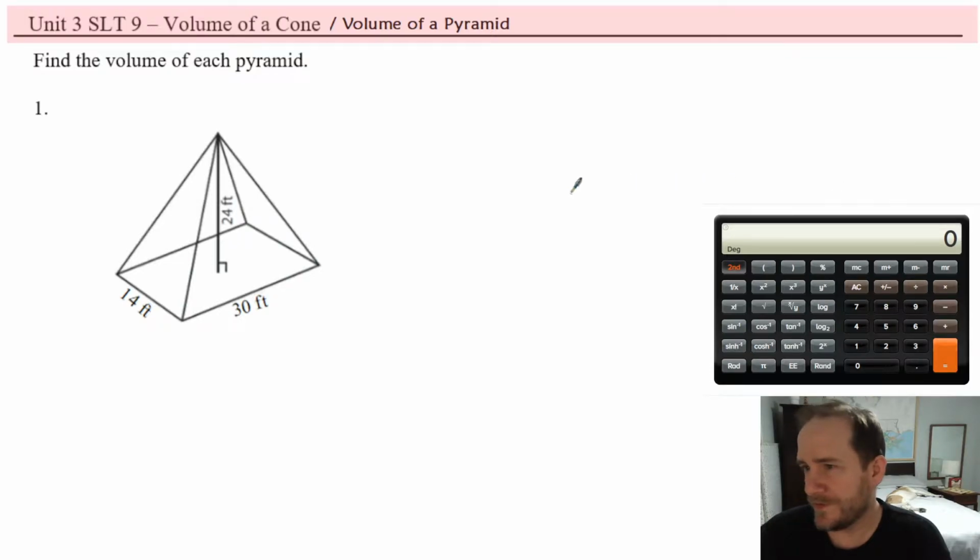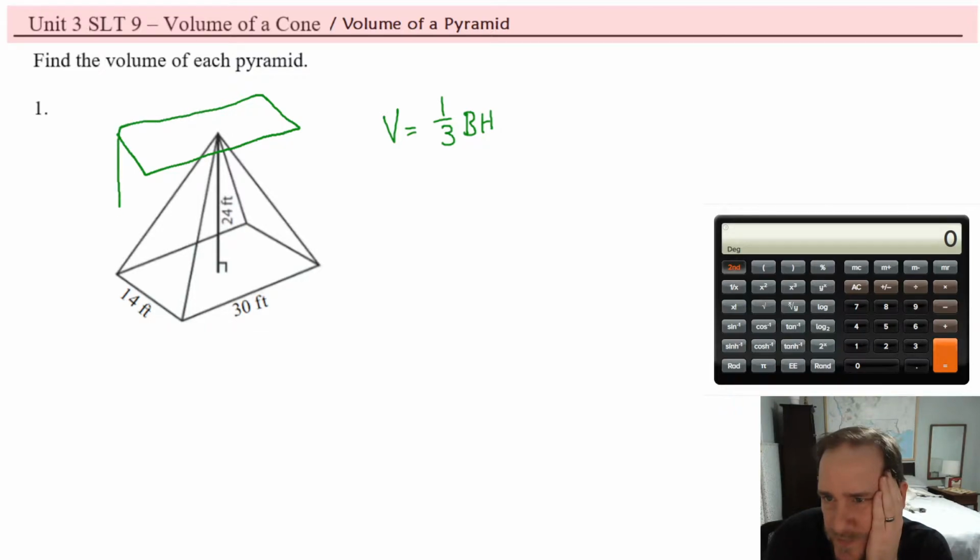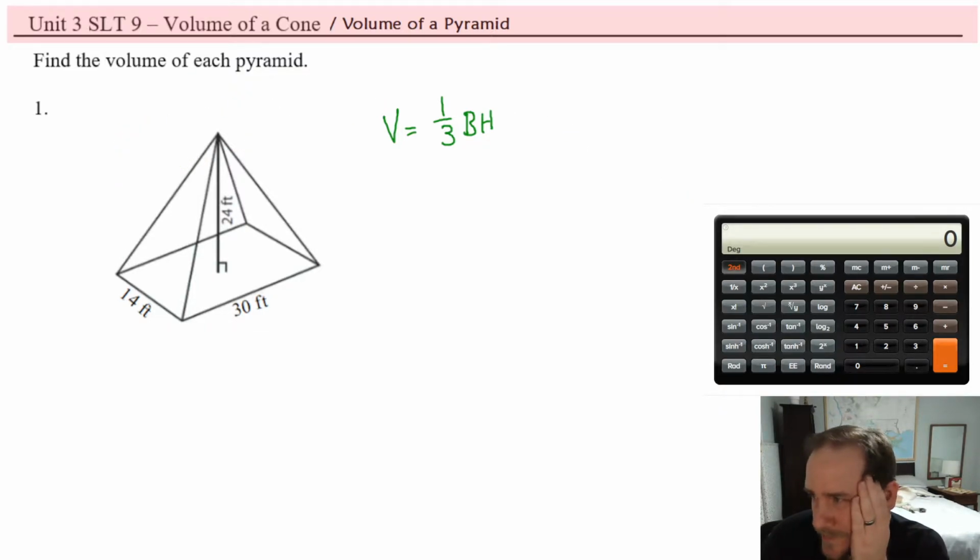The big difference, of course, is that to find the volume of a pyramid, it's not just base times height, it's a third of the base times the height. It's a third because pyramids are smaller than prisms. If base times height gives you the volume of a whole prism, a prism would have another rectangle up here on top, connecting the dots. That's terrible. Mr. F, you can do better than that.